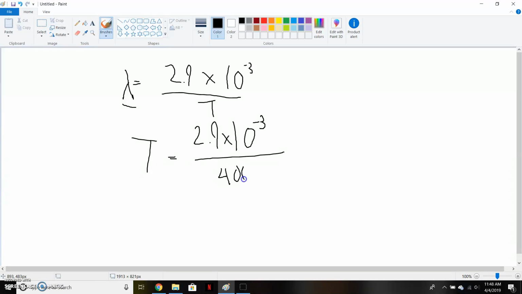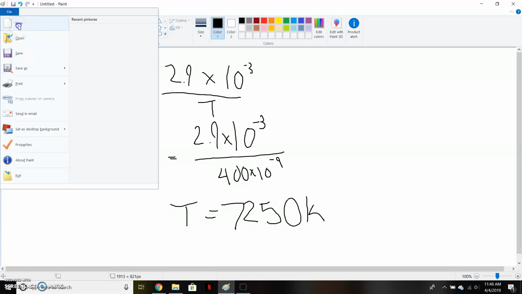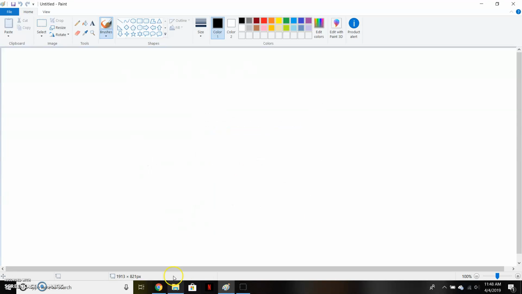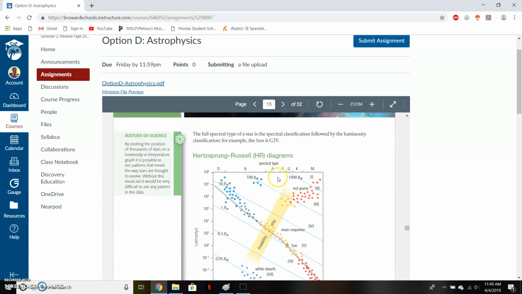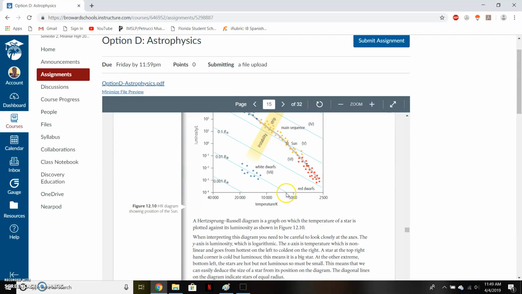So 400 times 10 to the negative 9. And then we get temperature is equal to 7,250 Kelvin. Moving on, if we look at the HR diagram, based on its temperature, we can tell that it's around right here.